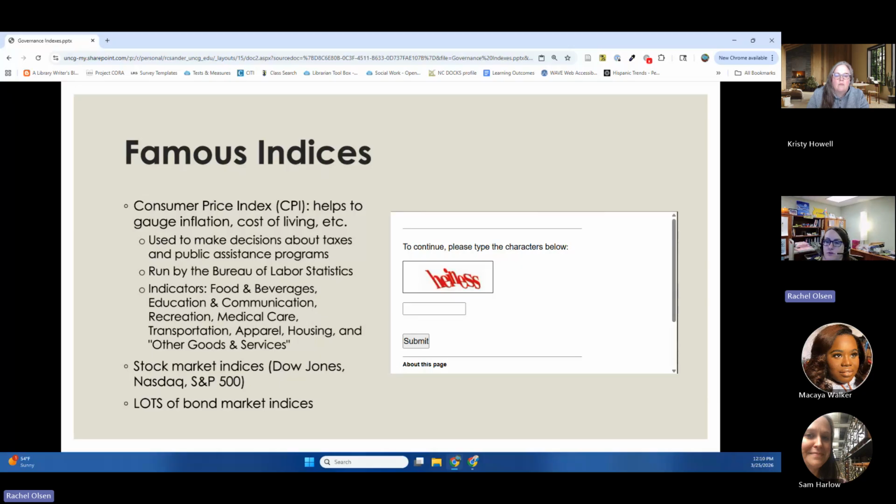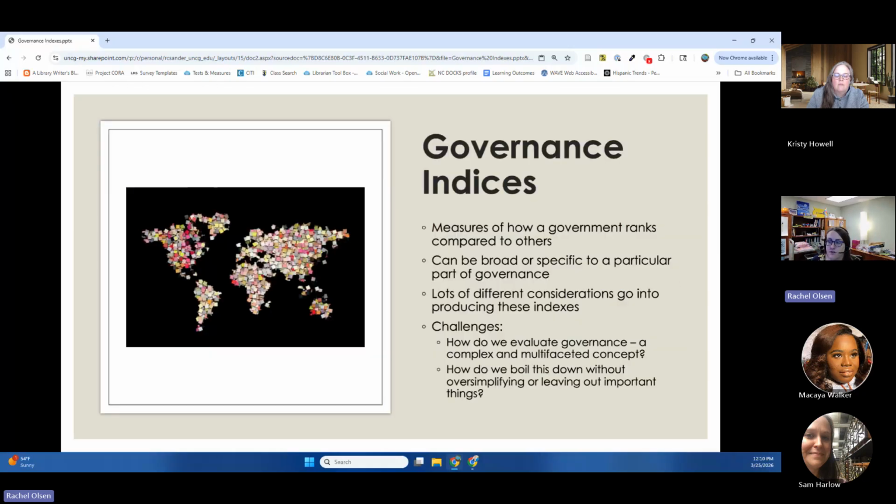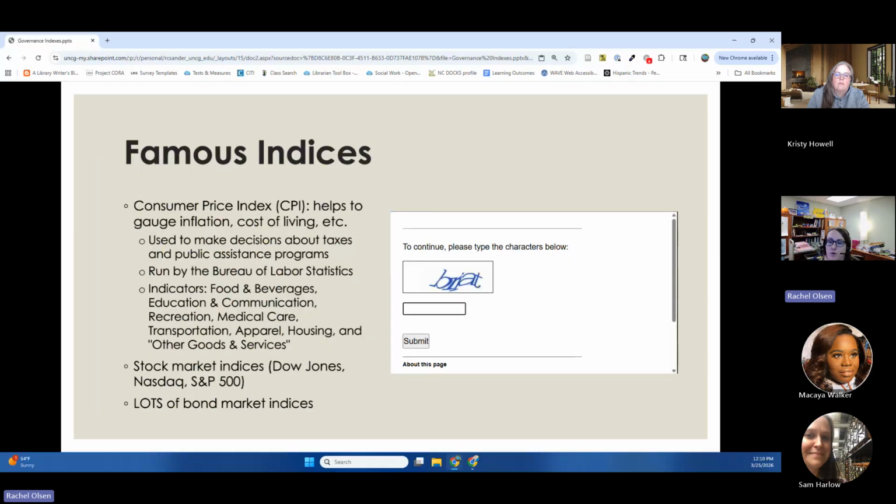There's a question in the chat. If you're doing a research paper and you're using a qualitative research model, does that fall under gray literature? That's a really good question. Qualitative really refers to a type of research and not a type of publication. So it depends.